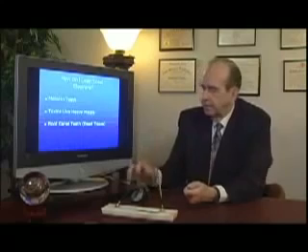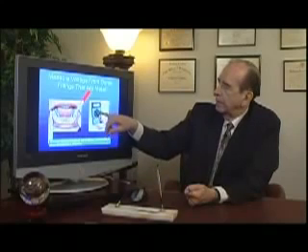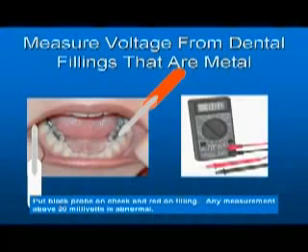So you can simply take and measure this with a standard voltmeter that measures in millivolts. You put the ground against the side of the cheek, and then the other one on the metal filling, and you measure the number of millivolts. You should not have more than 30 millivolts coming out of a tooth. If you have more than that, then you're leaking voltage. Oftentimes we see teeth that are leaking 100 and even 200 millivolts.